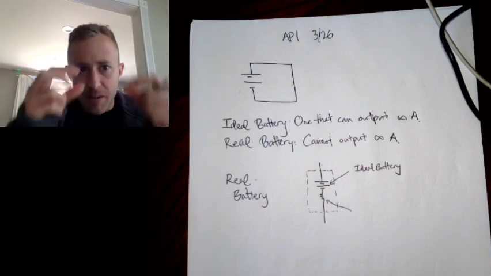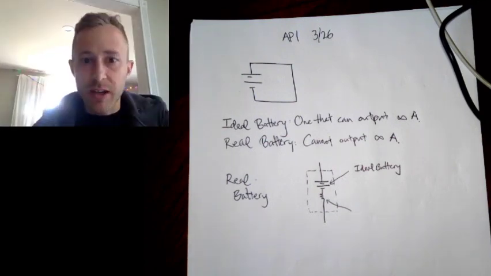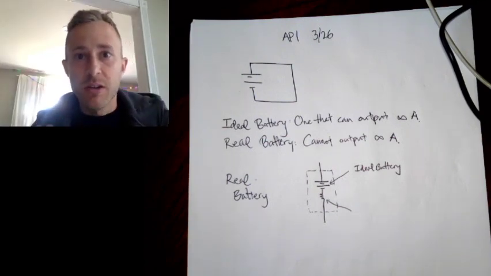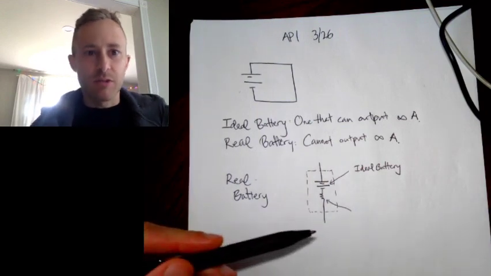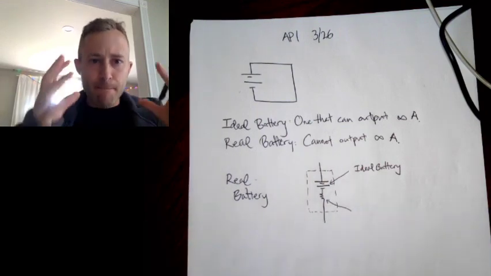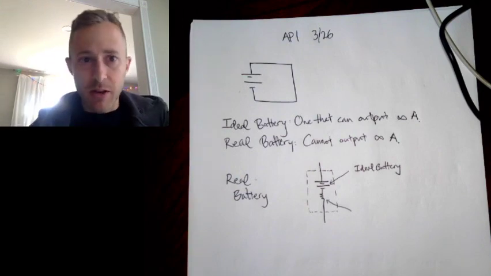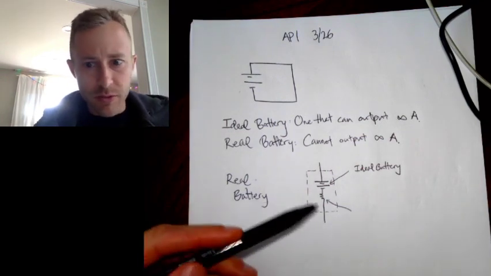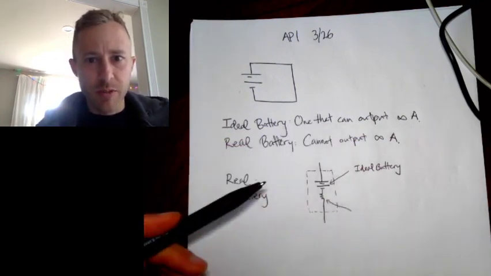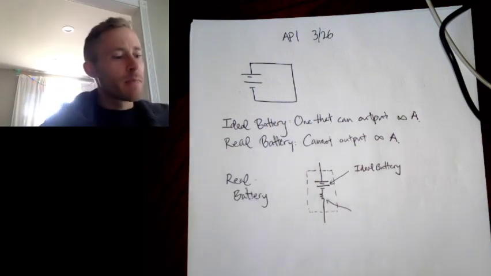Now, if you were to take a battery and crack it open and look inside, is there going to be a resistor? No. This is a model of how the battery behaves. So it's a functional model for doing calculations with a real battery. So, you know, this isn't what you would actually see, but it's how the battery behaves.